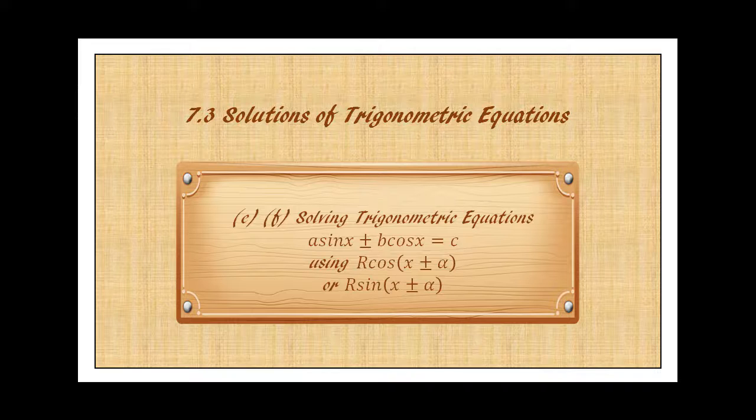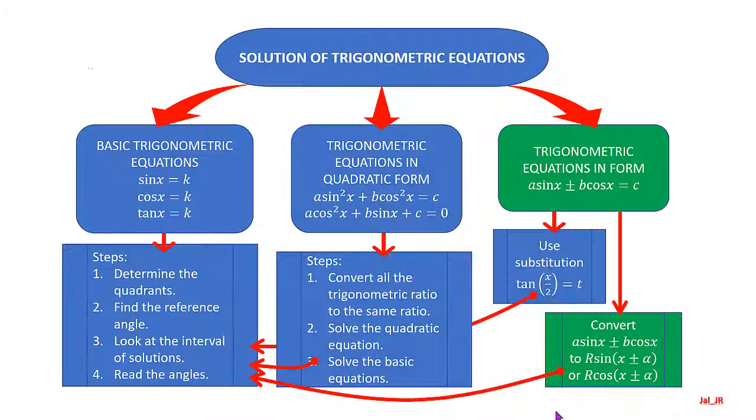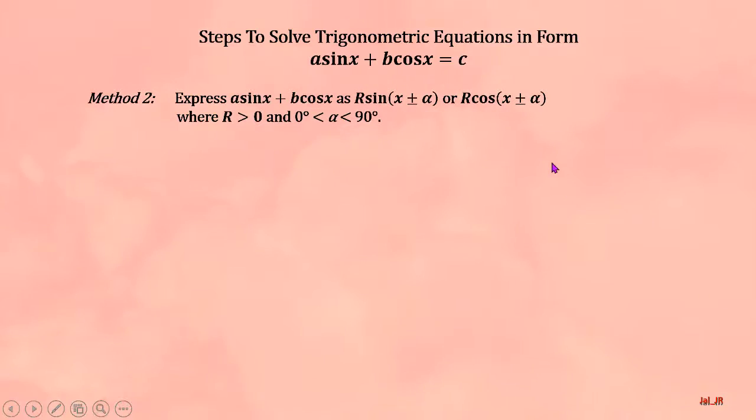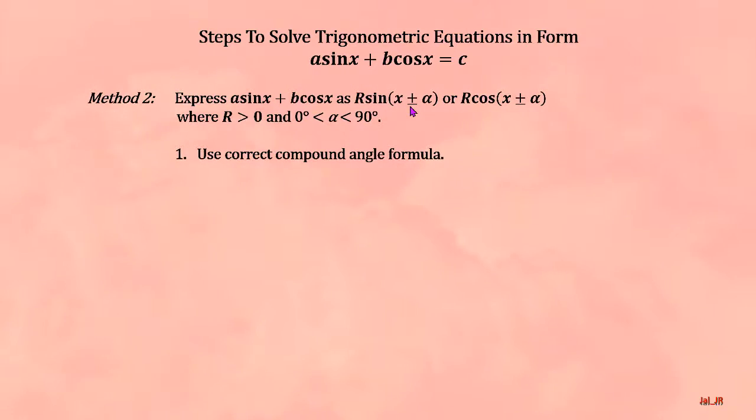In this video, we are going to solve the trigonometric equation in the form a sine of x plus or minus b cosine of x equals c by converting a sine of x plus or minus b cosine of x to r cosine of x plus or minus alpha, or r sine of x plus or minus alpha. First step. Use the correct compound angle formula to expand cosine of x plus or minus alpha, or sine of x plus or minus alpha.